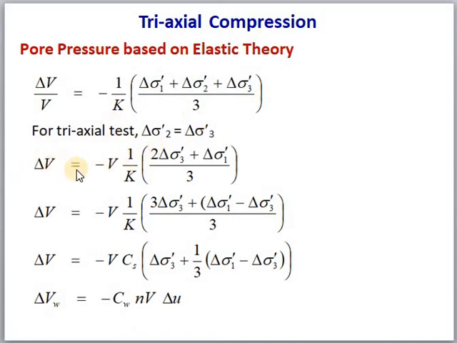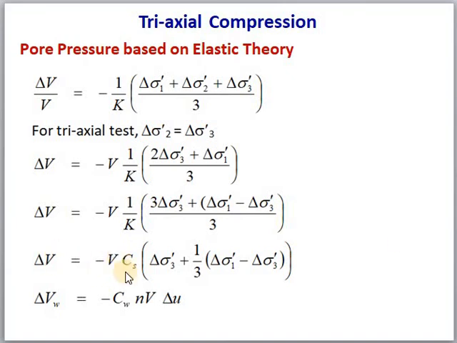So just to modify this equation, delta V is equal to, you just take V to the other side, minus V into 1 by K and into this. And finally, some rearrangements. We need this in terms of delta sigma 1. So just make some rearrangements here. That is 2 delta sigma 3 plus delta sigma 1 by 3. You just write it as 3 delta sigma 3 plus delta sigma 1 minus delta sigma 3 divided by 3. Slight rearrangements in the equation.